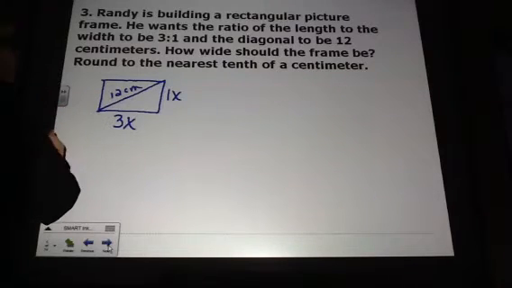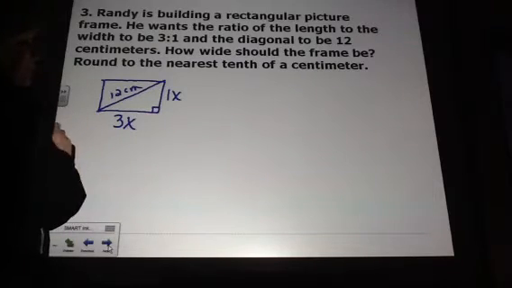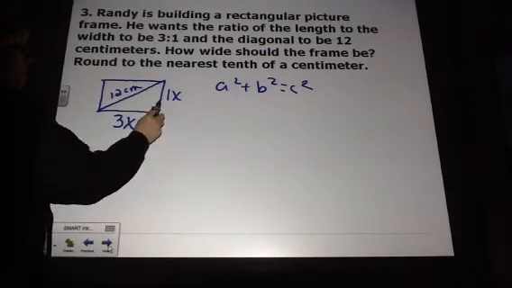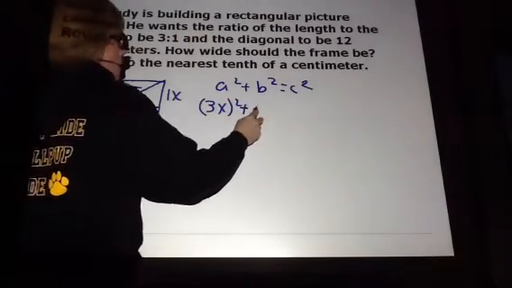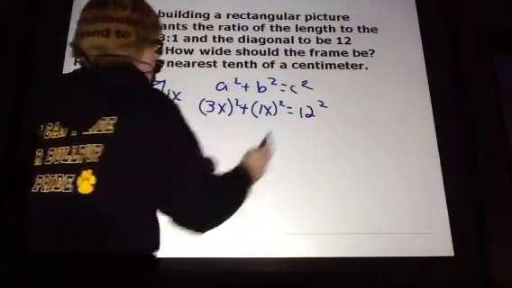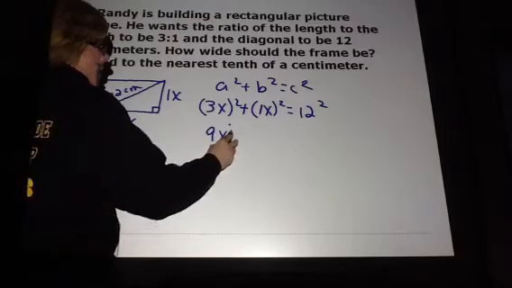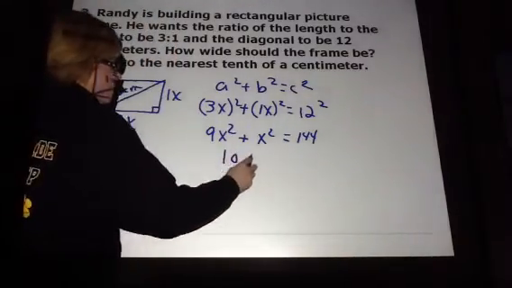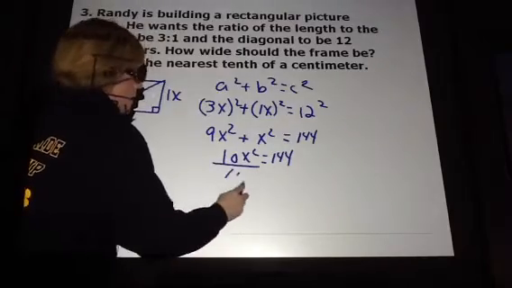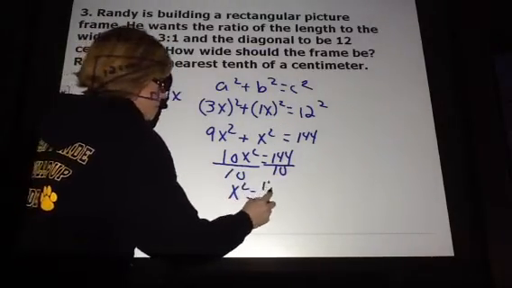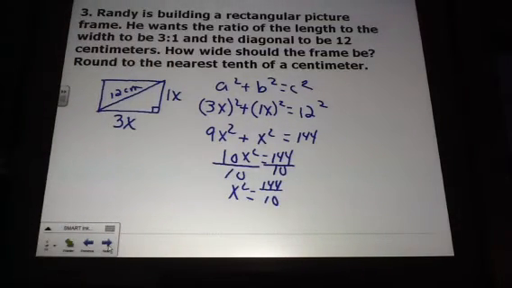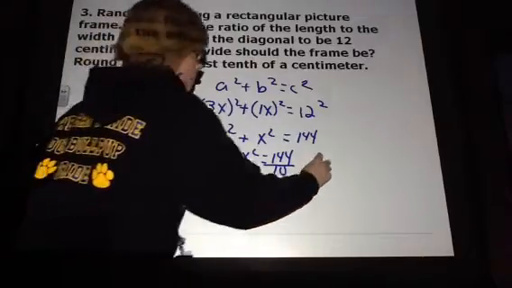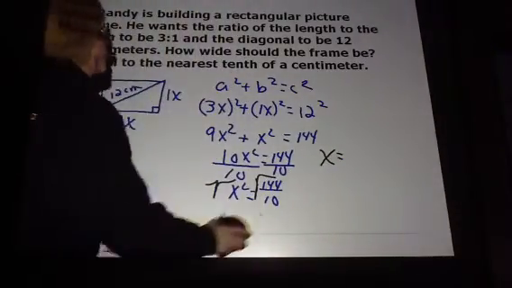Okay. Well, when you have a rectangle, you know that this is a right angle, so we can use the Pythagorean Theorem here. The right angle is included in the two legs, so we have 3x squared plus 1x squared equals 12 squared. So 3 squared is 9, x squared is x squared, plus x squared equals 144. Let's simplify. Let's isolate our variable. And then let's take the square root. Let's see here. It says to round to the nearest tenth.